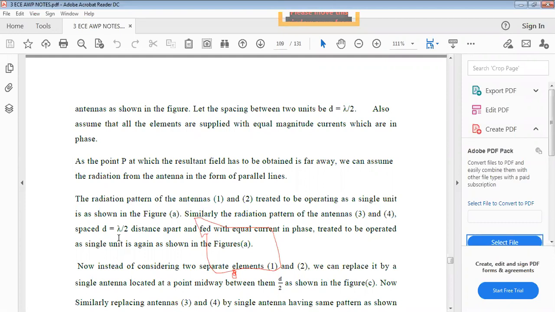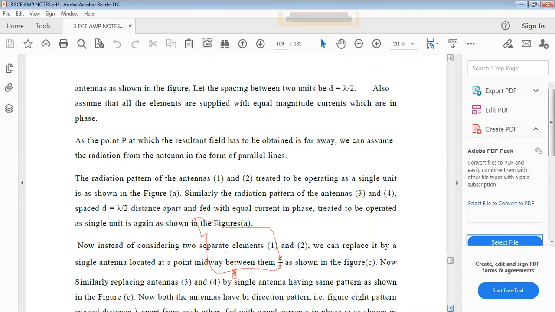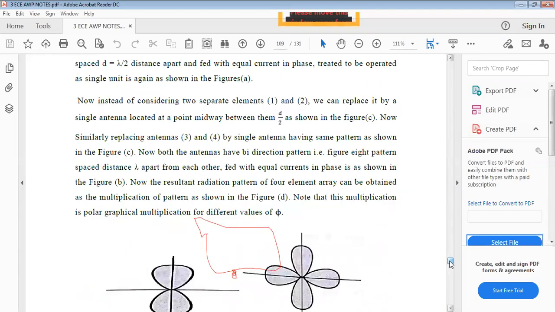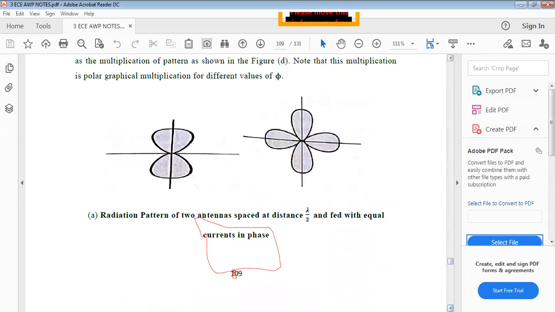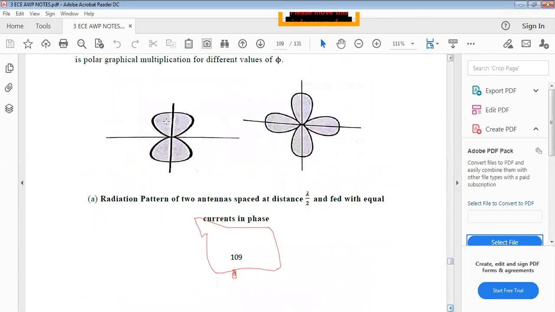The radiation pattern of antennas 1 and 2 is treated as operating as a single unit, as shown in figure 1a. No need to discuss this theory; see directly. Where do we observe this radiation pattern? For the broadside array.